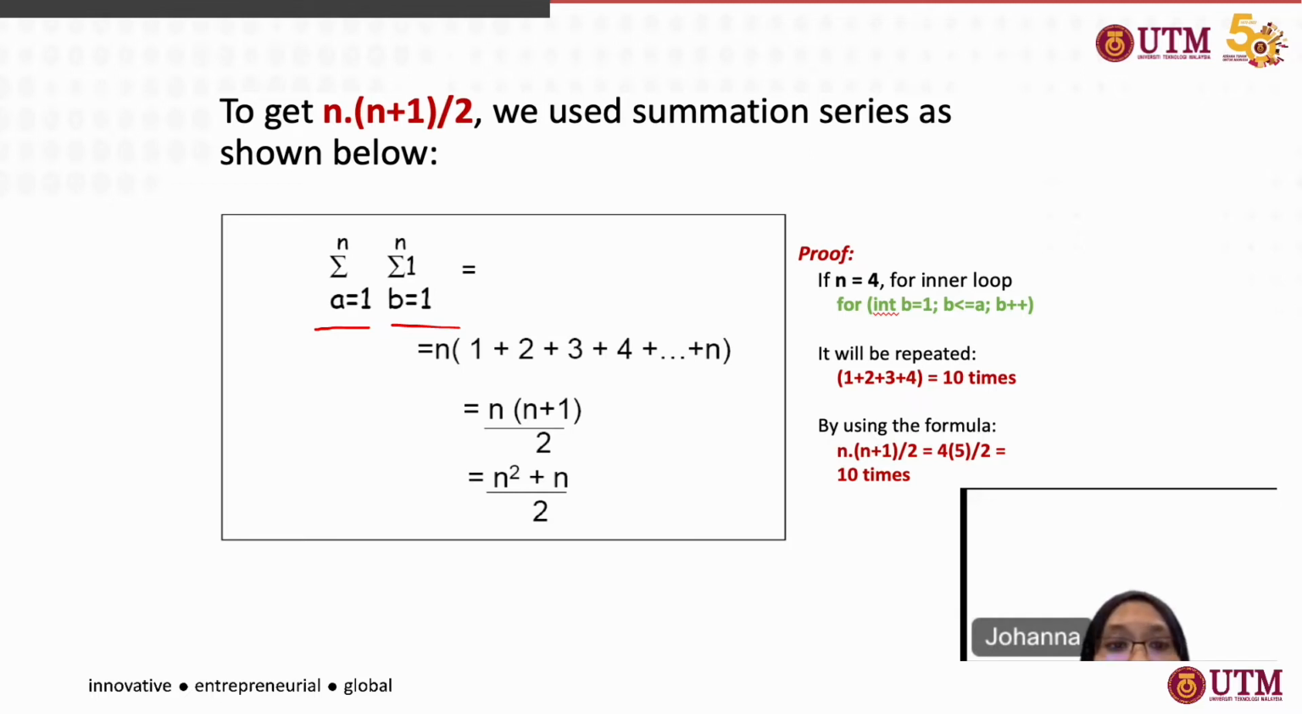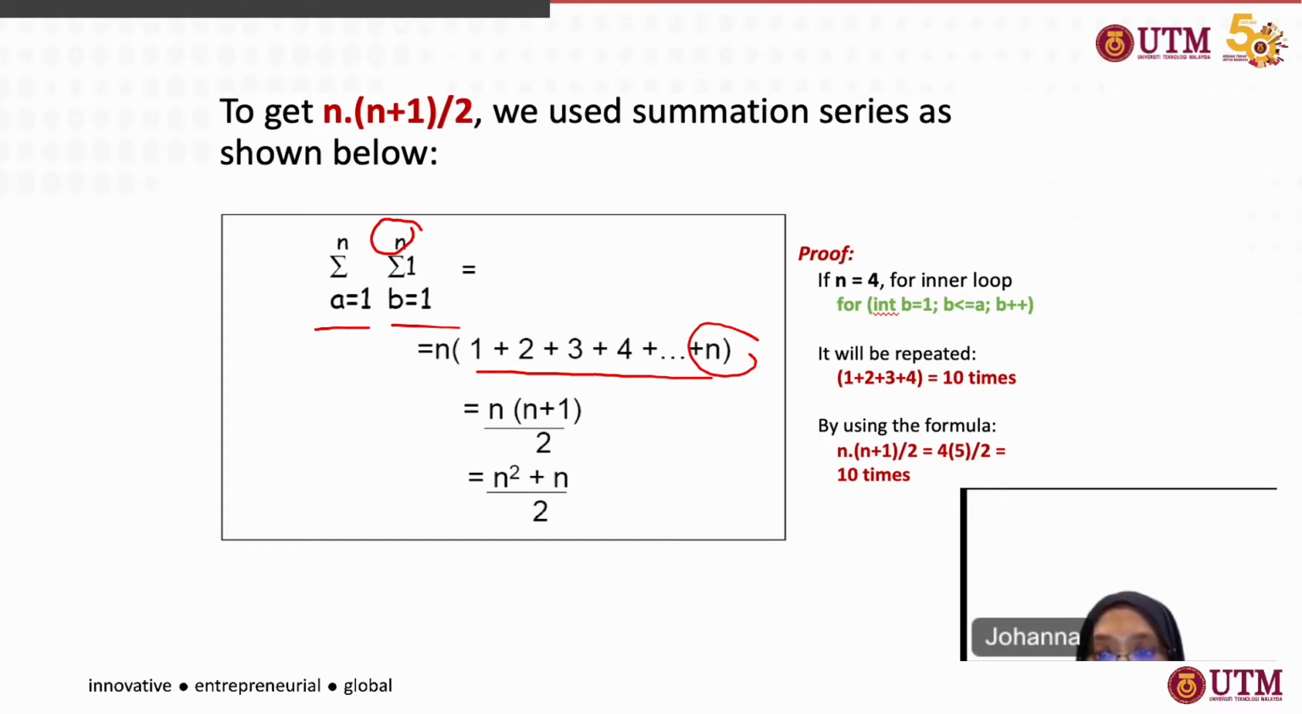Okay, so here you can see a is equal to 1, and up to n, while for b, again, b is equal to 1, but it will be up to n also. Okay, so actually the summation series is 1, 2, 3, 4 until n value, because this is until n value. Okay, so since we have two for loops, the formula would be n times n plus 1 divided by 2. So we get n squared plus n divided by 2.